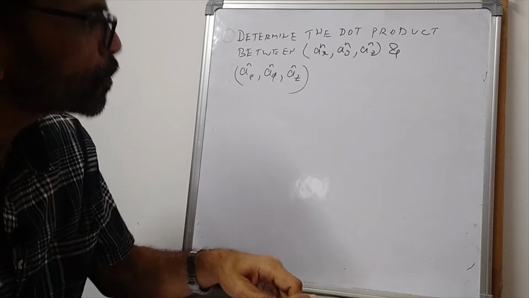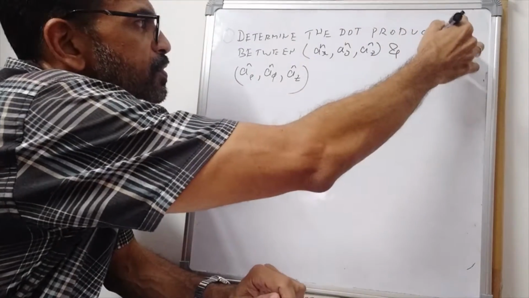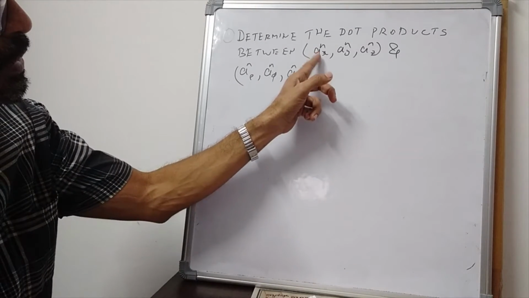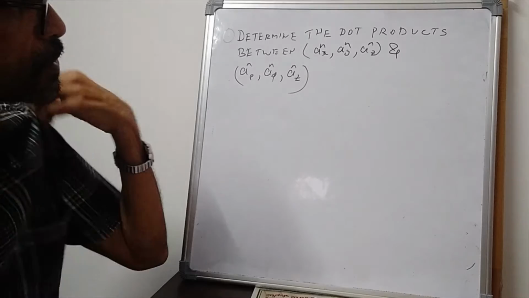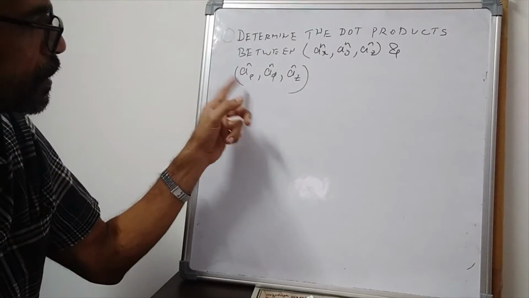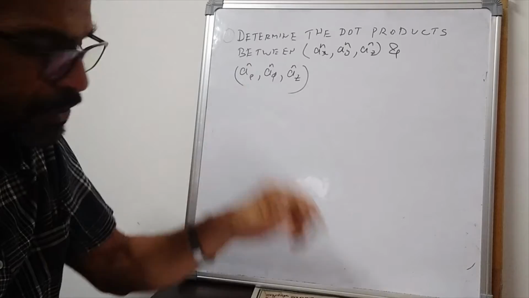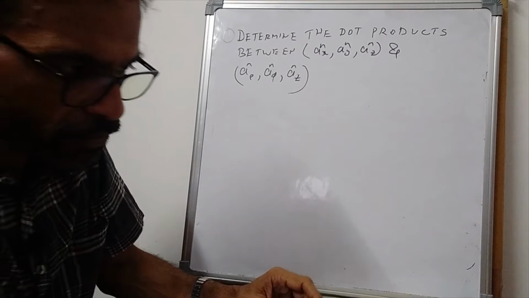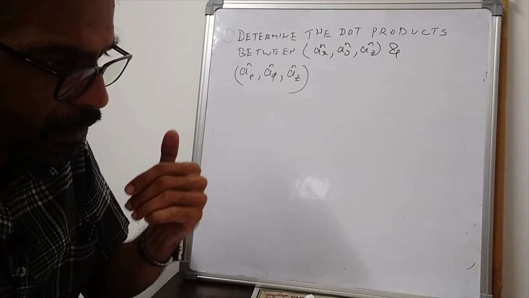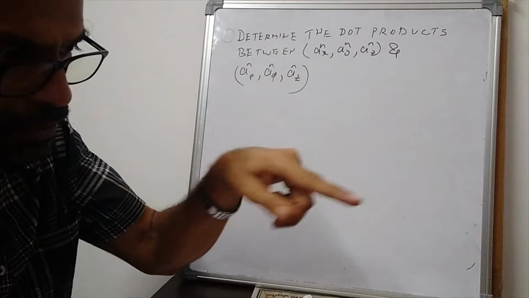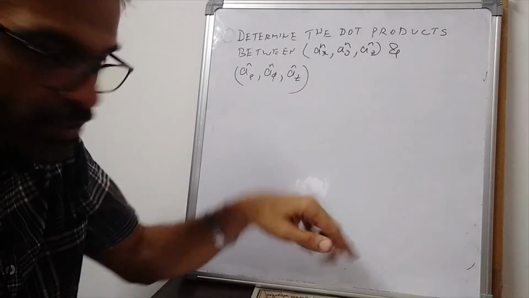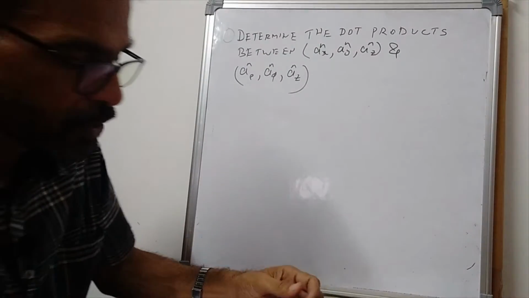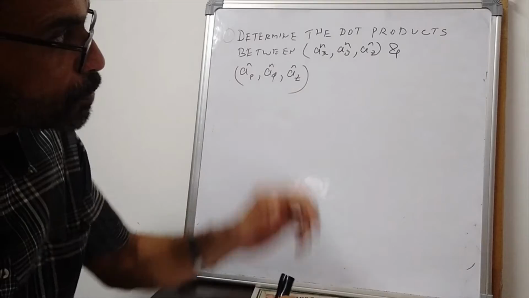In fact, it must be determining the dot products. So the question is to find out the dot product between each of these three unit vectors which are in the Cartesian coordinate system with each of these unit vectors which are defined in the cylindrical coordinate system. So as you know, a rho cap is directed outwards from the z-axis and a phi cap is the unit vector which goes around the z-axis, and az cap is the one which is parallel to the z-axis. So we have to find out the dot product between.